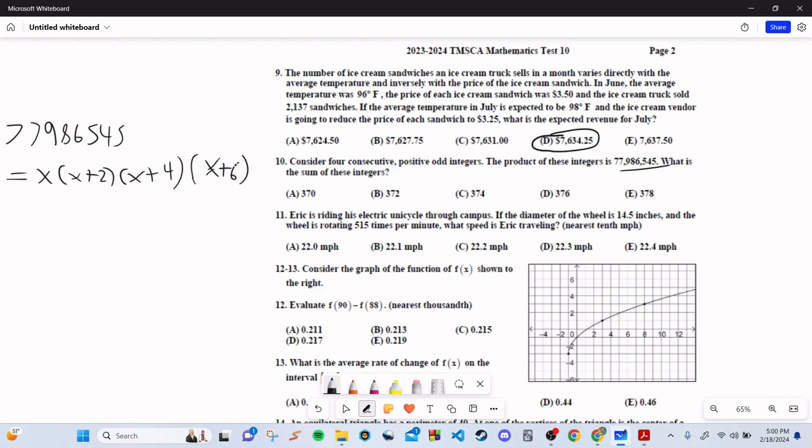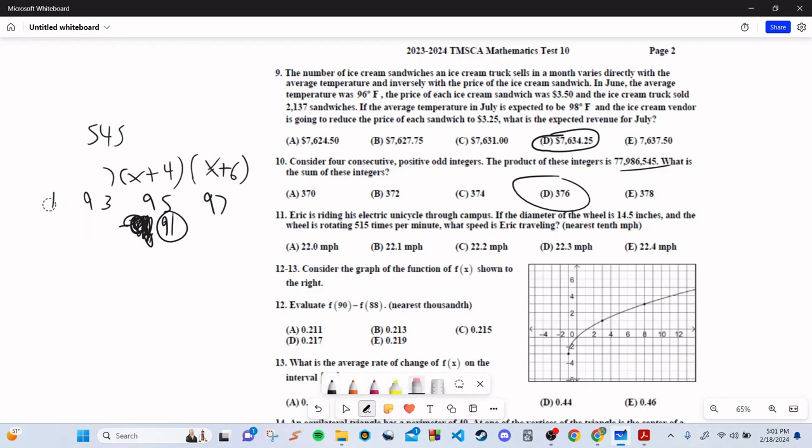And so if we type that into our solver, we get x is equal to either negative 97 or 91. And again, we're talking about positive odd integers, so we're going to ignore that negative answer that the solver gives us. We're going to say x is 91. We want to know what the sum of these are. So 91, 93, 95, 97. That's going to sum to 376. So answer choice D. That's a pretty easy question.